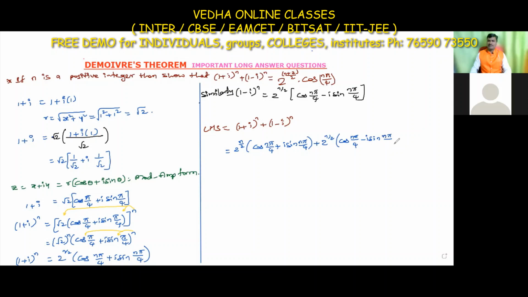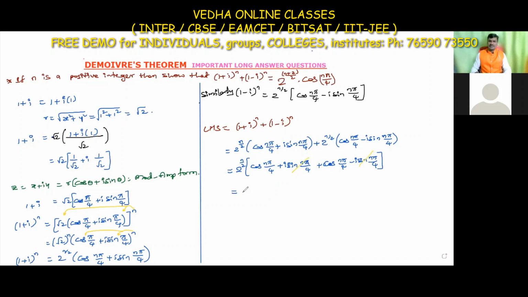Sin n pi by 4. Okay, so 2 power n by 2 is common in both. So we get cos n pi by 4 plus i sin n pi by 4, plus cos n pi by 4 minus i sin n pi by 4. The i sin n pi by 4 terms get cancelled.